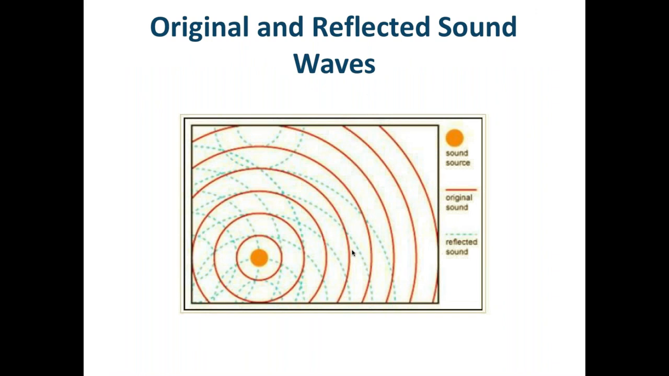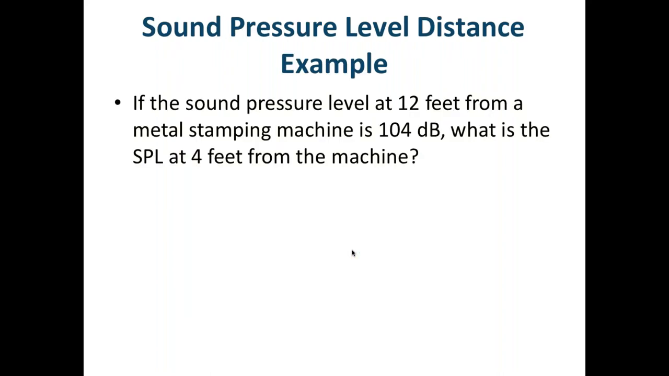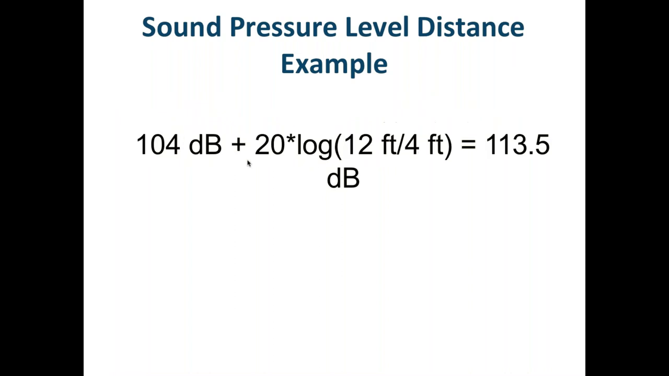Now in the real world, we're never dealing with a point source. There's always reverberation, absorption, reflected sound, and so on and so forth. So if sound pressure level at 12 feet from a metal stamping machine is 104 decibels, what is the sound pressure level at 4 feet from the machine? Is it going to be higher in decibels or lower? It'll be higher, right? Because you're closer to the sound source.